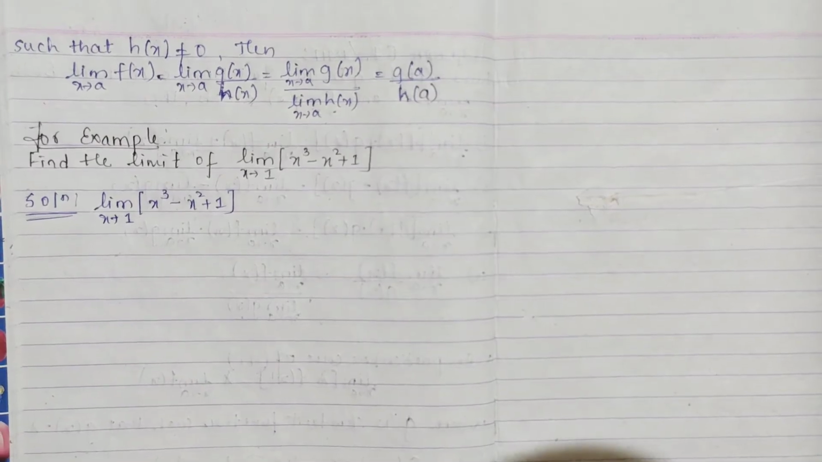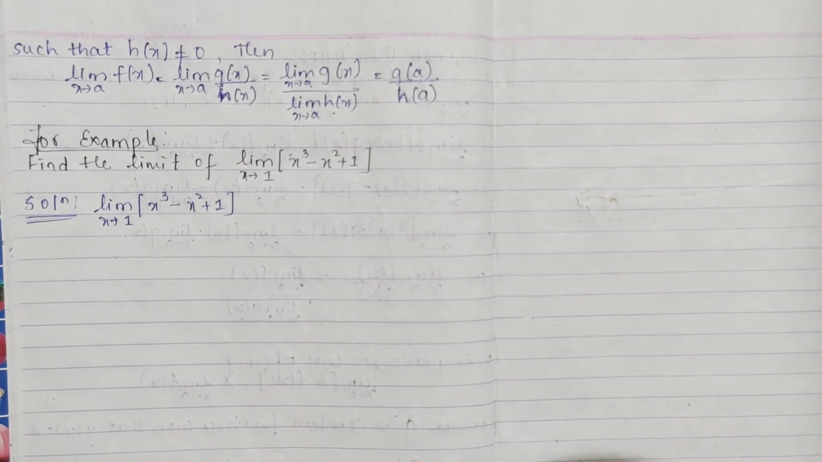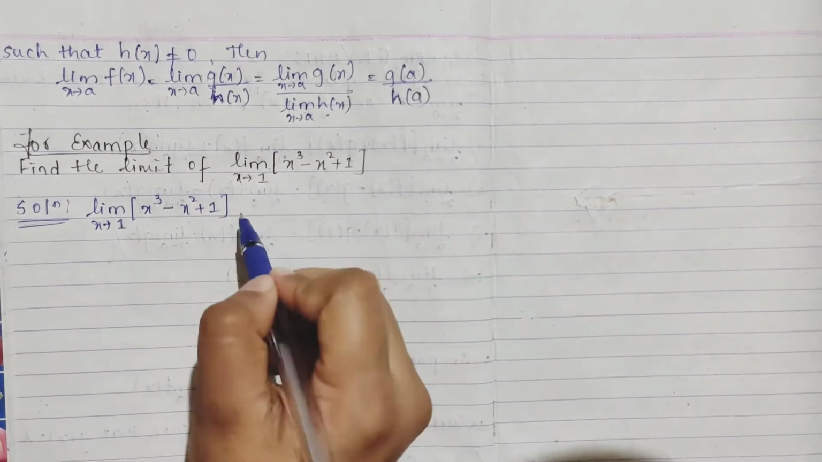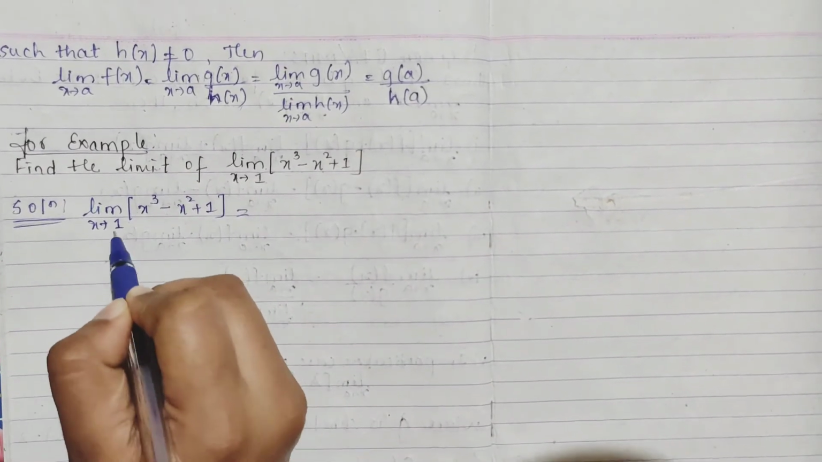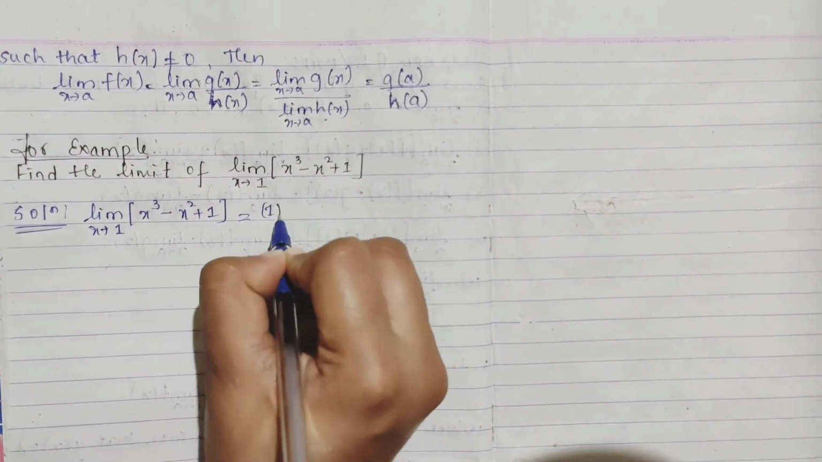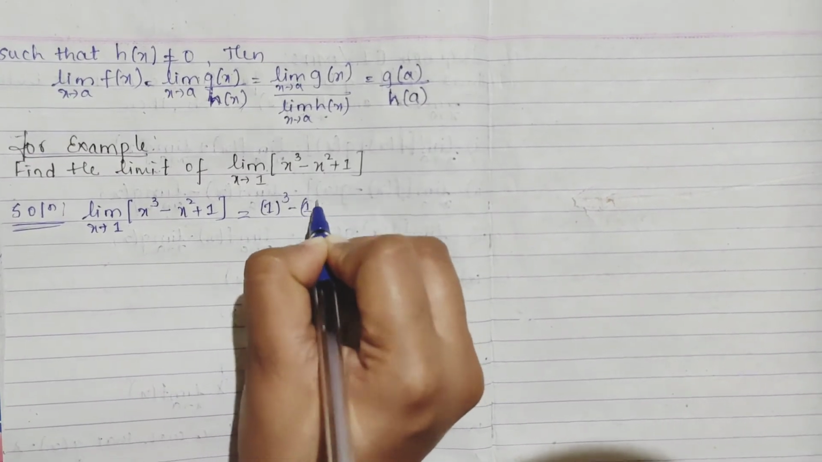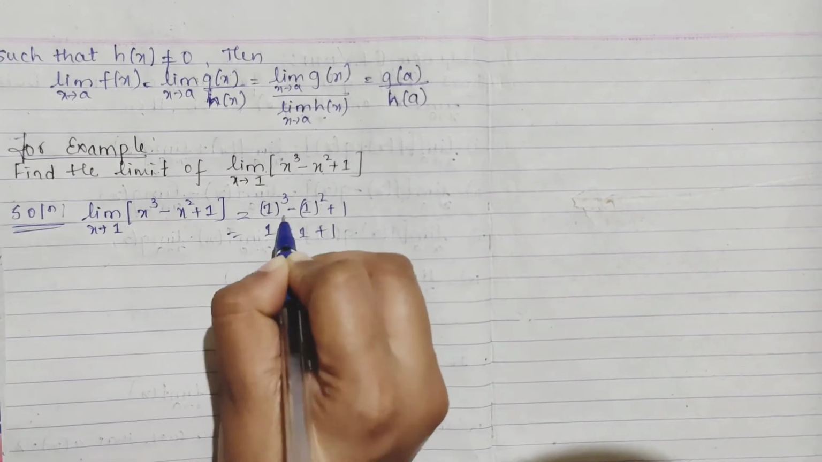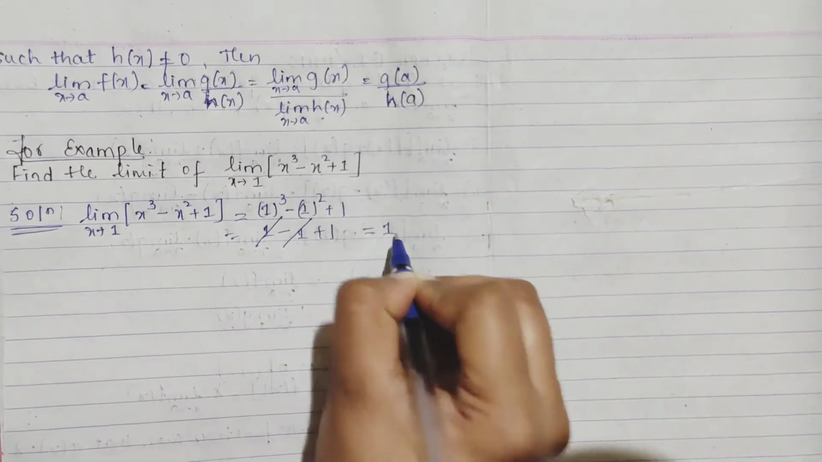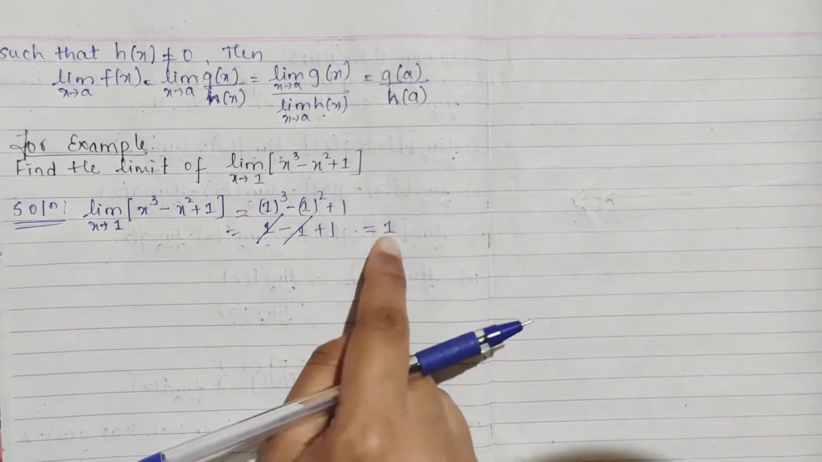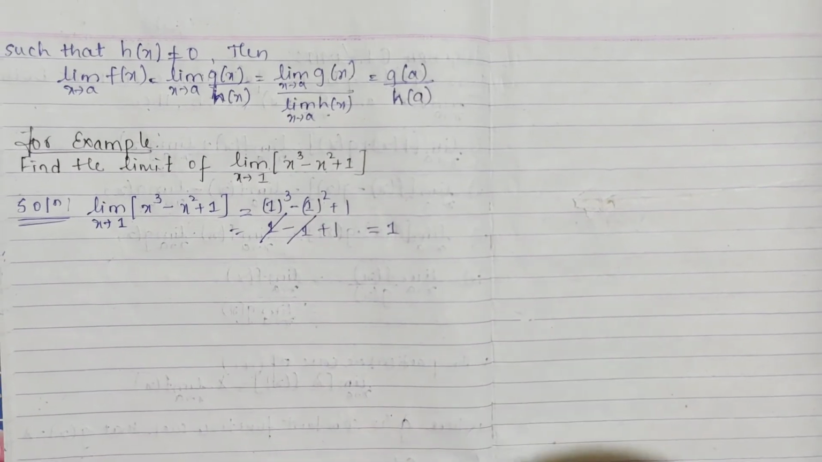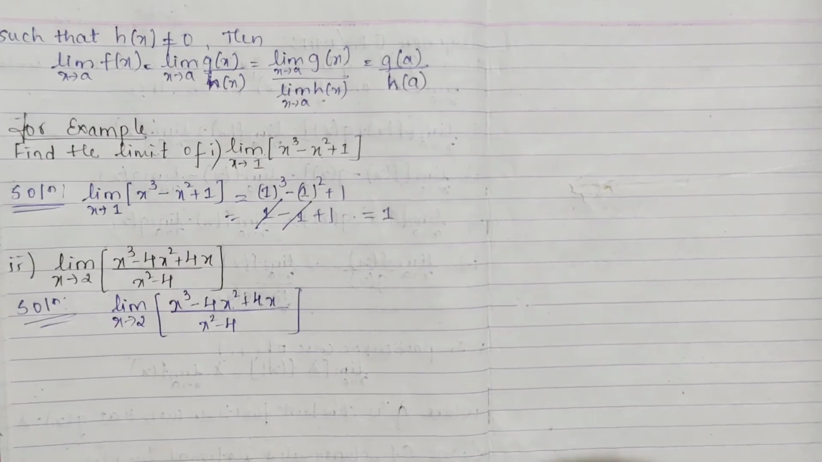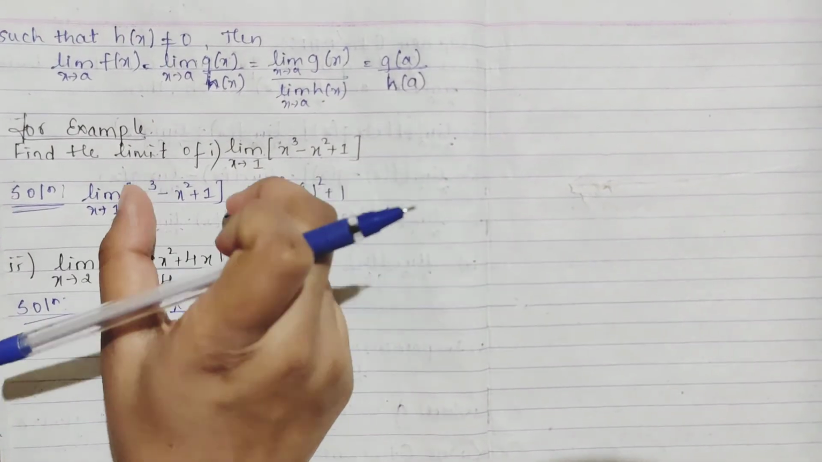So, considering an example, find the limit of x cube minus x square plus 1 as x tends to 1. How do we do it? In terms of your x, we are substituting 1. So this becomes 1 cube minus 1 square plus 1. 1 cube is 1, 1 square is 1, plus 1. So the 1 minus 1 cancels, and you are left with 1. So the limit of this is 1. This was your polynomial, an algebraic function.